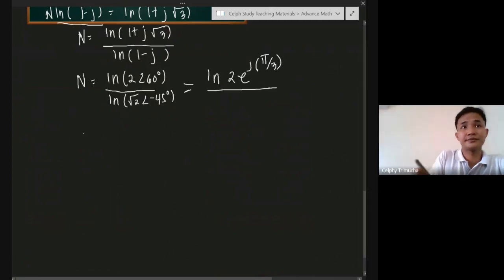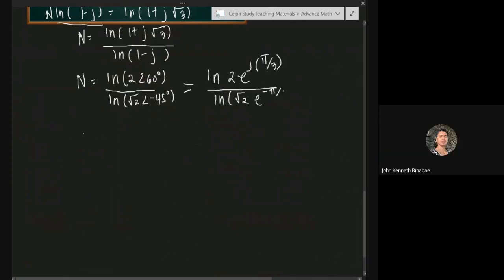all over ln of square root of 2 e raised to negative j pi all over 4.